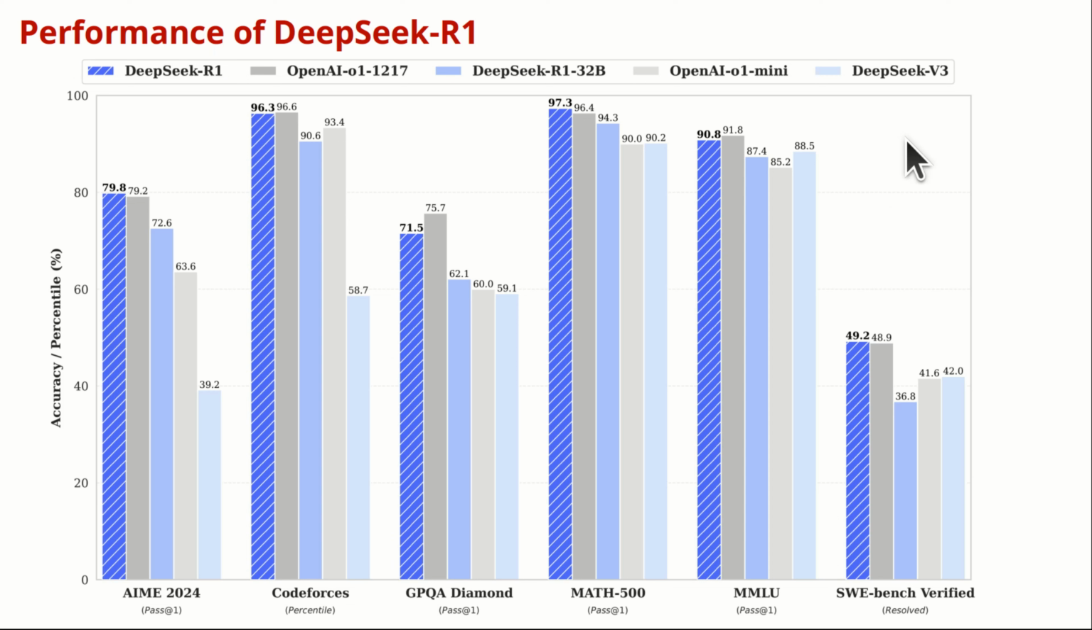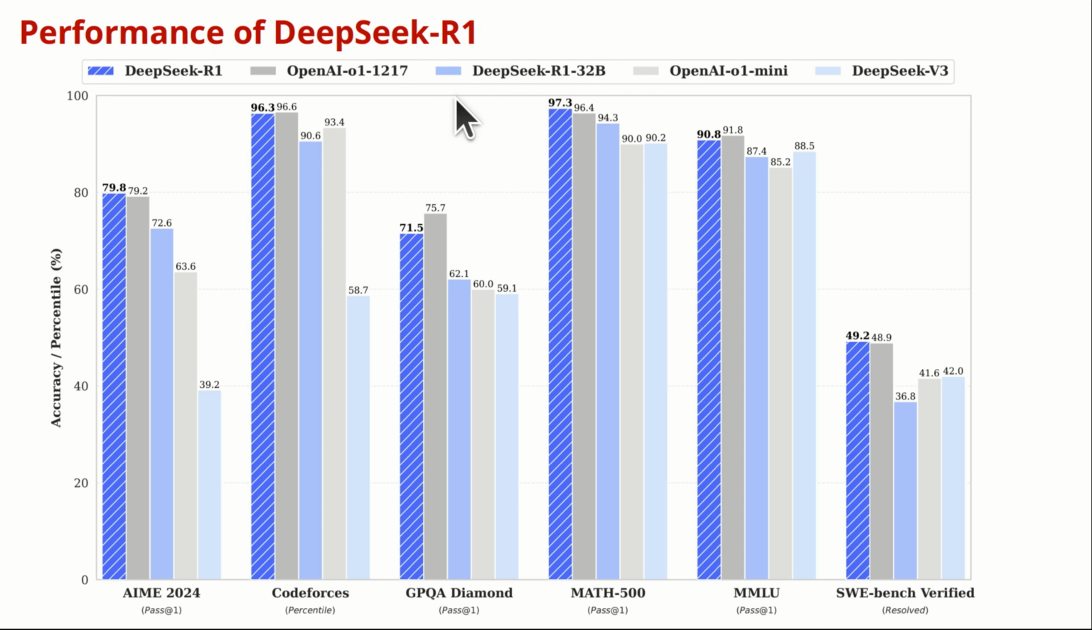On this graph, you can see the performance of DeepSeek R1 and the comparison of its performance with other models. These blue hatched rectangles represent the performance of DeepSeek R1. Then, these gray rectangles represent the performance of OpenAI O1. Then you can see these light blue rectangles, and they represent the performance of a distilled DeepSeek R1 32 billion parameter model. And in fact, we are going to install this distilled model.